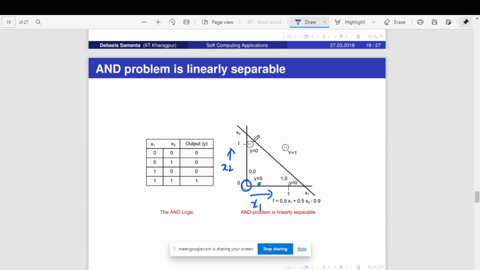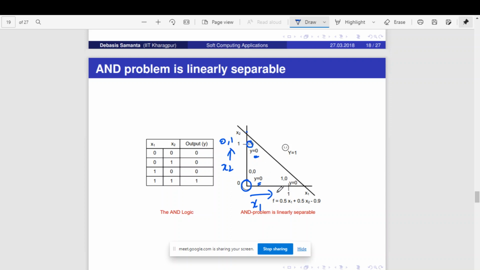Okay, so this is x1 is 0 and x2 is 1. So it is this point. Here also the output is 0. So this is nothing but 0 1, and it is this point, we can say this point.